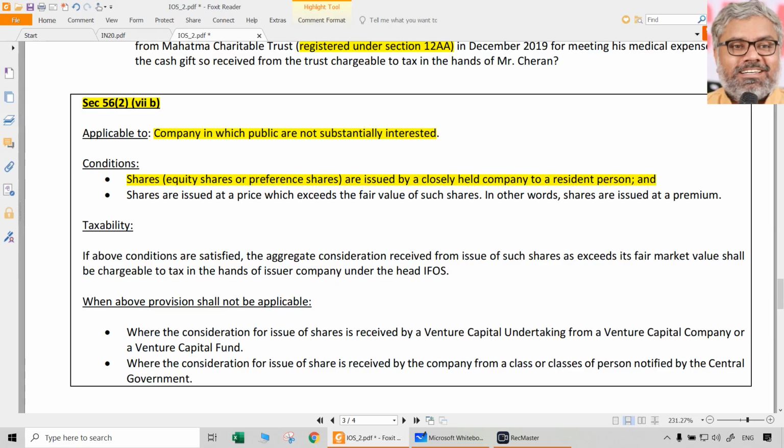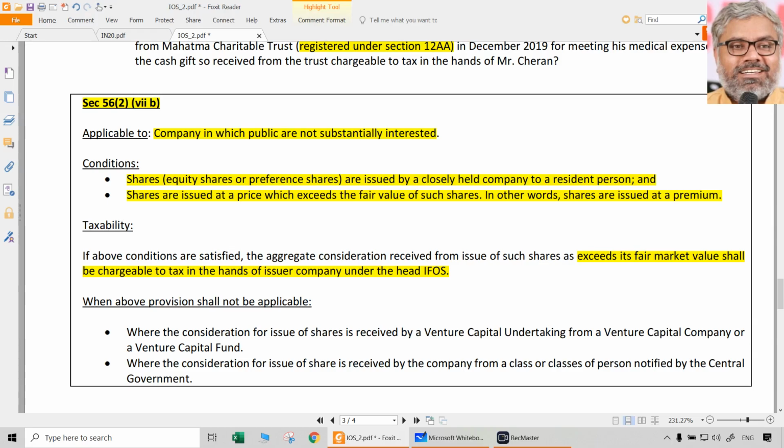resident. So the private company, for our simple understanding, is issuing shares to whom? A resident person at a price which exceeds the fair value of those shares. In other words, shares are issued at premium. Shares have to be issued at premium, and also they are issued at a price which exceeds the fair value of such shares. Then whatever the amount of consideration that is received from the issue, to whatever extent it exceeds the fair market value, shall be chargeable to tax in the hands of the issuer company under the head of income from other sources.